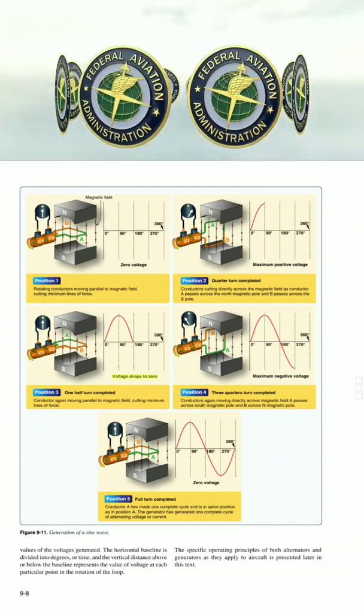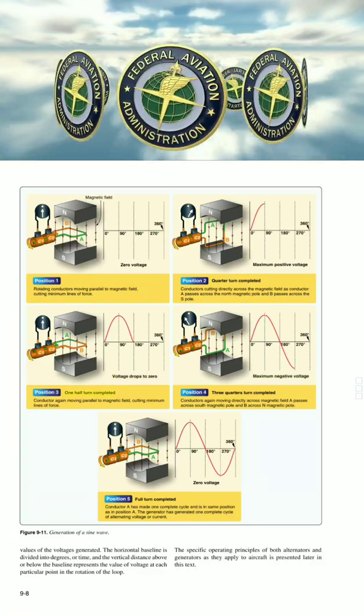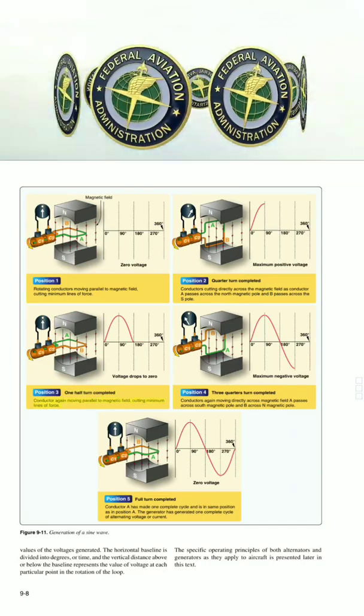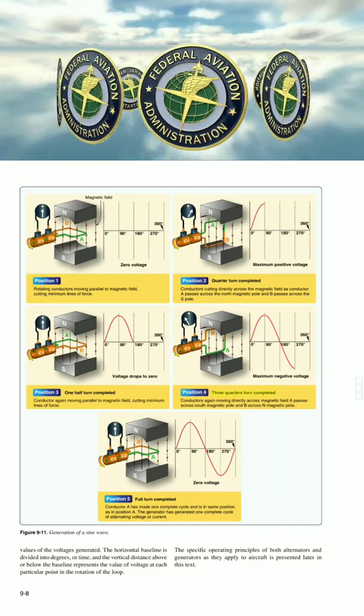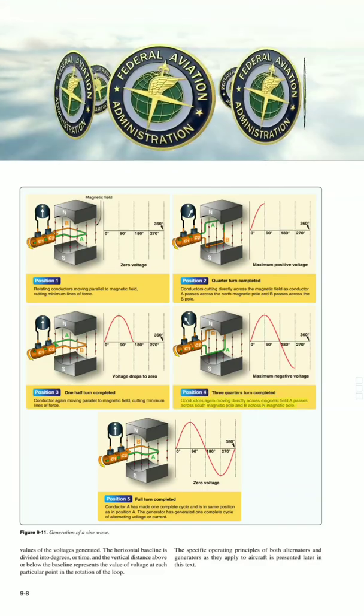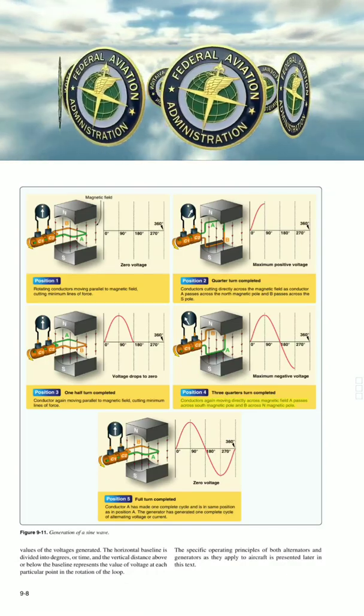Voltage drops to 0. Maximum negative voltage. Position 3: Half turn completed. Conductor again moving parallel to magnetic field, cutting minimum lines of force. Position 4: Three-quarter turn completed. Conductors again moving directly across magnetic field. A passes across south magnetic pole and B across N magnetic pole.